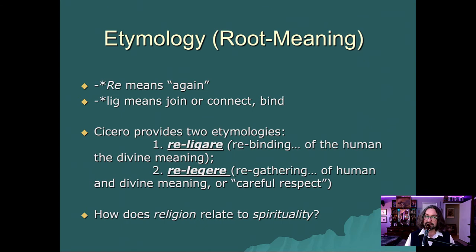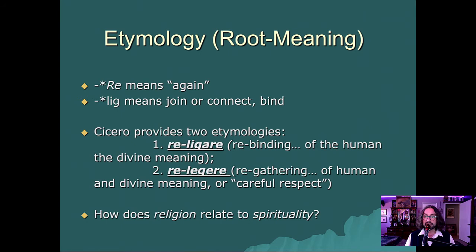The word religion itself, to describe such a vast arena of human experience, culture, history, and behavior, had to be invented, and it was invented in the Roman world. The word religion is a Latin word. Re in religion means again, as in repetition, and the lig in religio or religere means to join or to connect, to bind. The Roman orator and philosopher Cicero provides two etymologies which came to be understood as a little conflicting in the history of religious studies.